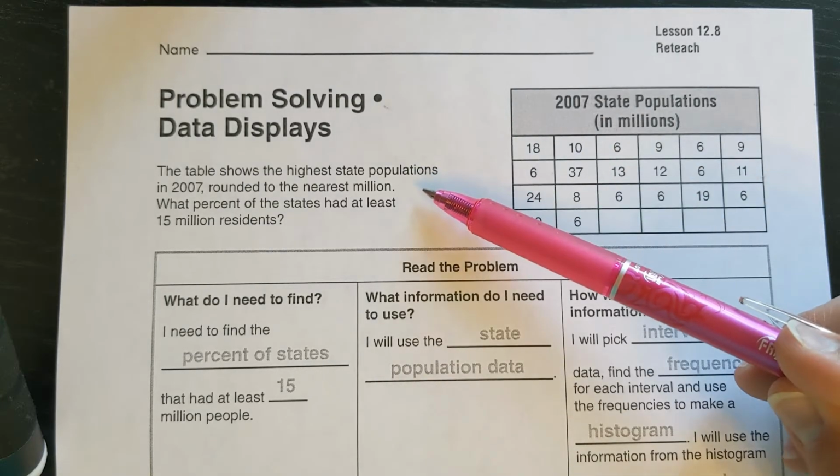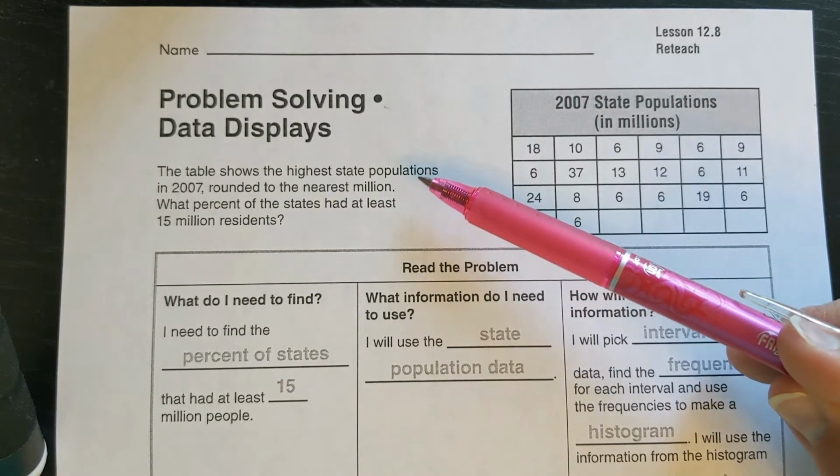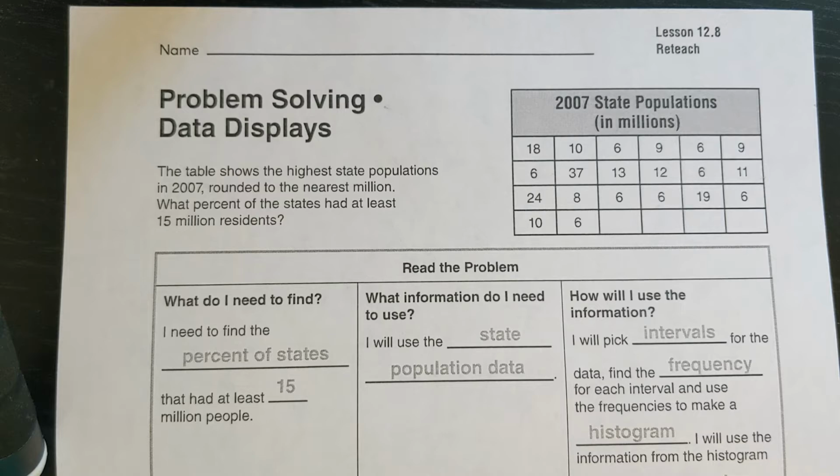Okay. So this question states something and then it asks us a question. The table shows the highest state populations in 2007, rounded to the nearest million. What percent of the states had at least 15 million residents?